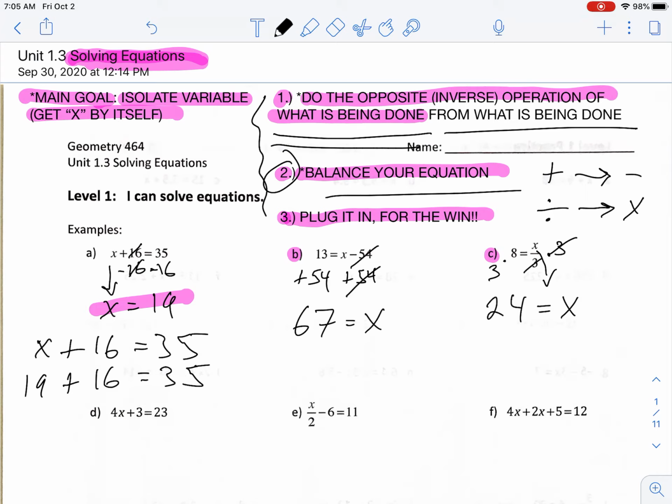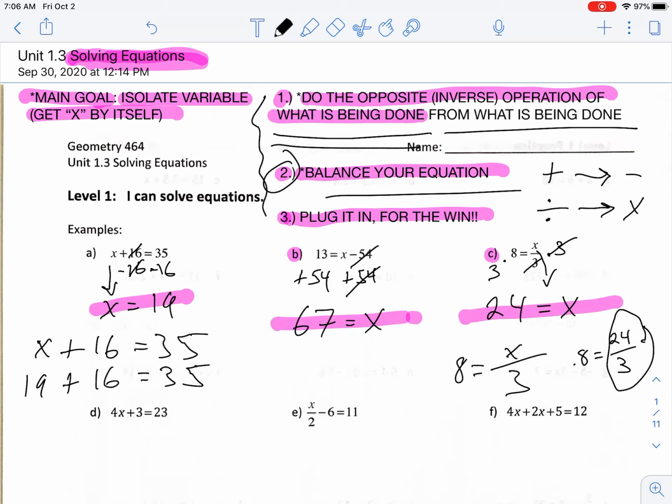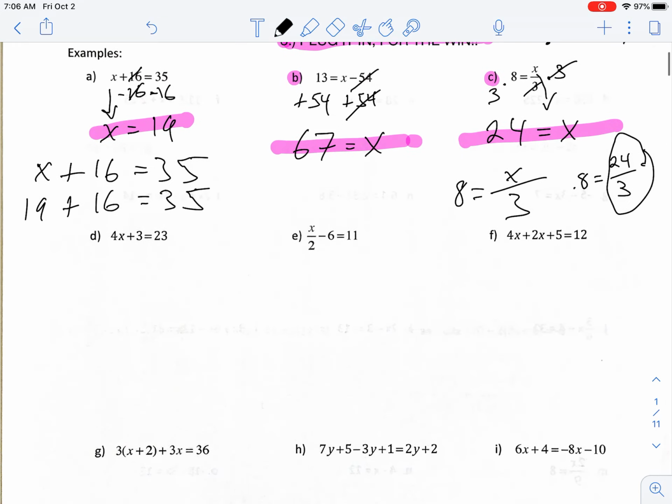Want to find out if it's right? Let's do it. 8 equals x divided by 3. So 8 equals, let's put in 24 right there, our answer, divided by 3. Go into my calculator and I do this, 24 divided by 3, and I find out it does equal 8 right there. So that is a correct answer. Okay, forgot to highlight this one for my answer. Good.